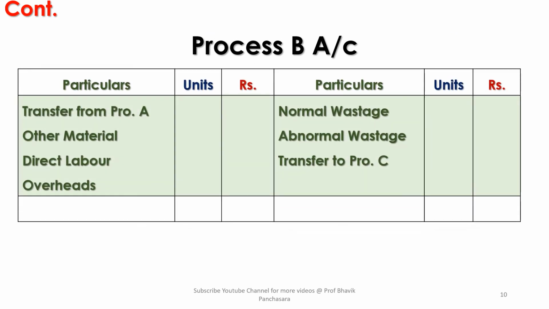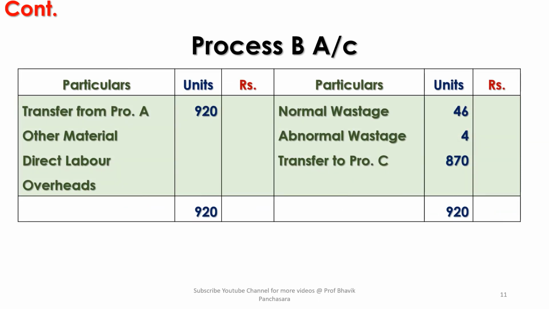Okay friends, now we will go to prepare the process B account. Here we can see that on the debit side we will put the units that we have transferred from process A. After that the material, labor and overheads, whereas on the credit side we will show normal wastage as well as abnormal wastage and transfer to process C.